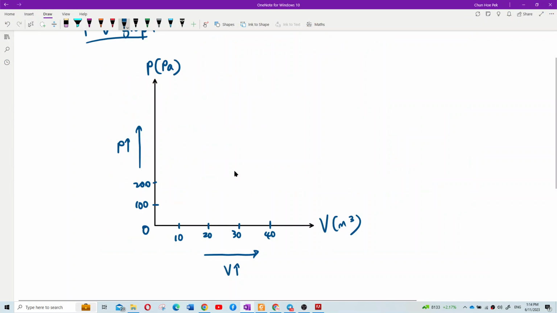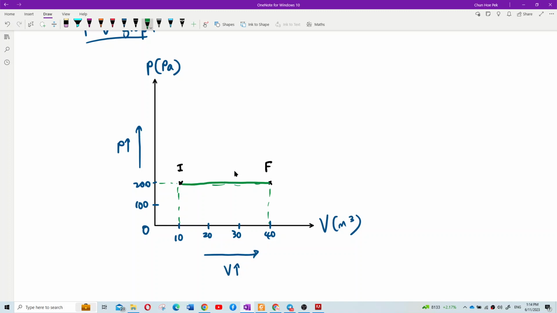Let's say I have a process, class. Let's say I start from here. This is the initial state, going to here. This is the final state. So the process is going from initial to final. The line is the process.